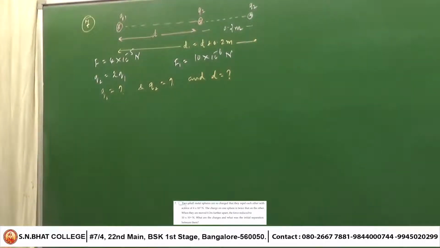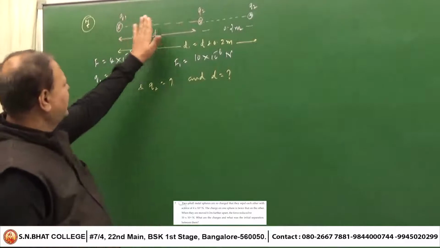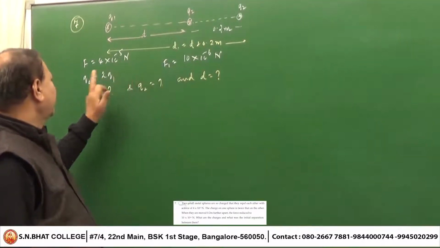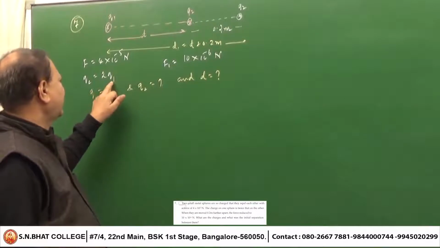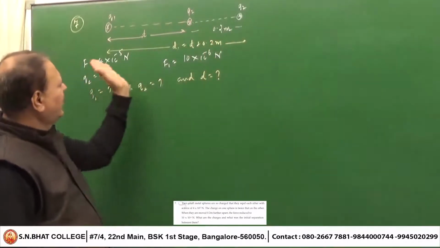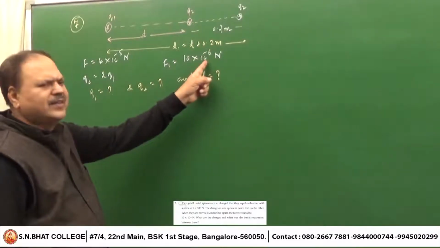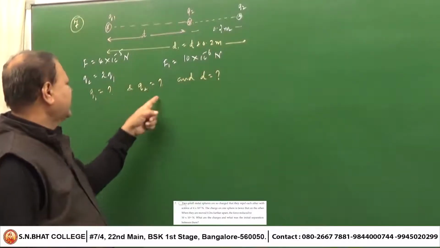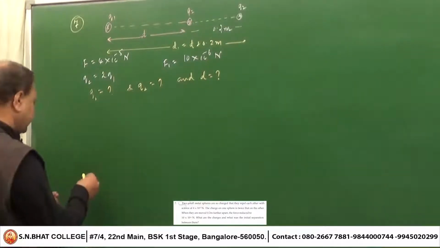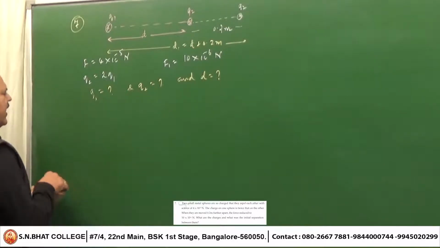Problem is clear, I think. Look, initially there was a separation of D. Force was this much. Charge on one is twice the charge on the other. When it is moved 0.2 meter apart, the force decreases to this much. Then he asks, what was the charge on each and what is the separation? I think you can solve this from Coulomb's law.